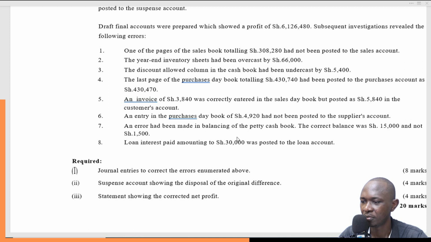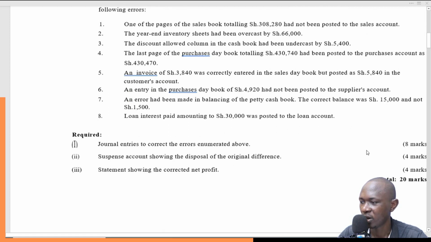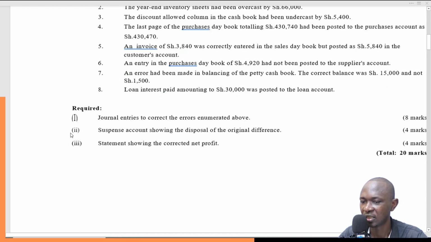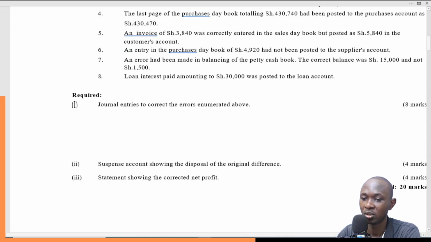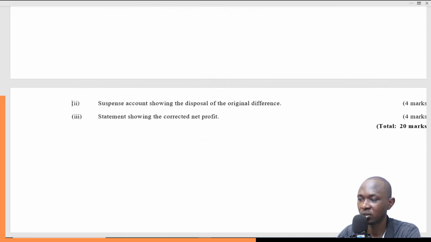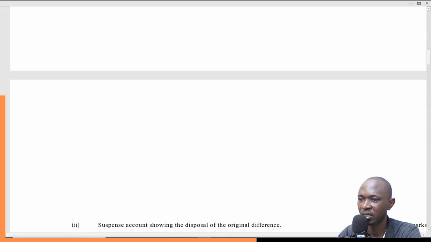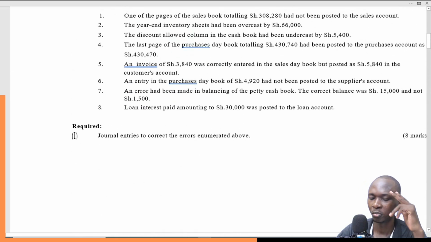An error had been made in balancing of the petty cash. The correct balance was 15,000 and not 1,500. And this could be an error of the original entry. And then loan interest paid amounting to 30,000 was posted to the loan account. What are we required to do? Come up with journal entries to correct the errors enumerated above. So let's go to the job straight away.